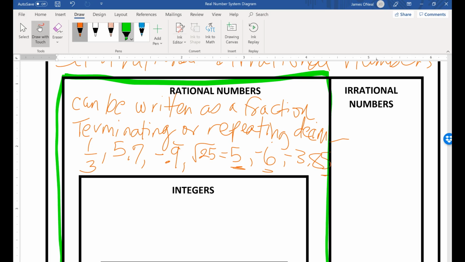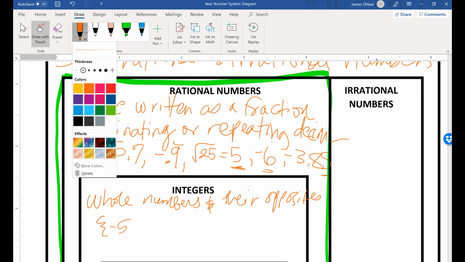But what are integers? Integers are whole numbers and their opposites. Ooh, look at that beautiful handwriting. All right, so what does that mean? That means integers can be negative or positive whole numbers, which is going to be an oxymoron when we get to whole numbers when they're actually positive.